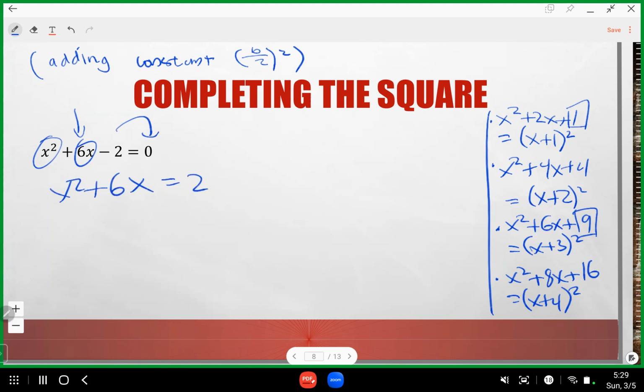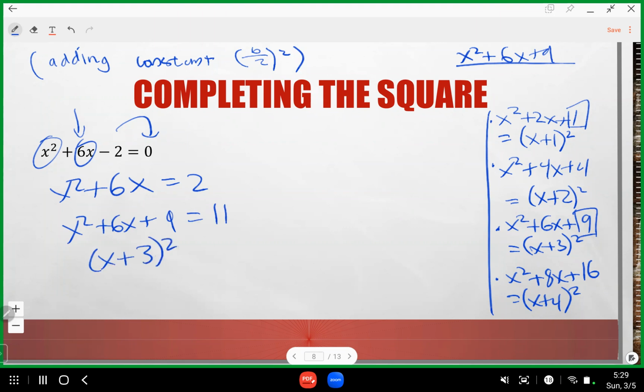The square we're trying to obtain is x squared plus 6x plus 9. So what we need to do is add b over 2 squared. What is b? b is 6 in this case. So 6 over 2 is 3, and 3 squared is 9. So we're just adding 9 to both sides. x squared plus 6x plus 9 is equal to 11. Then we can just factor this: x plus 3 squared is equal to 11.